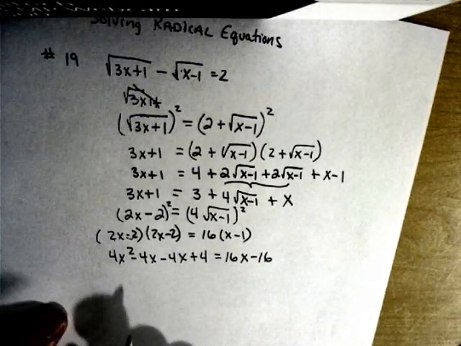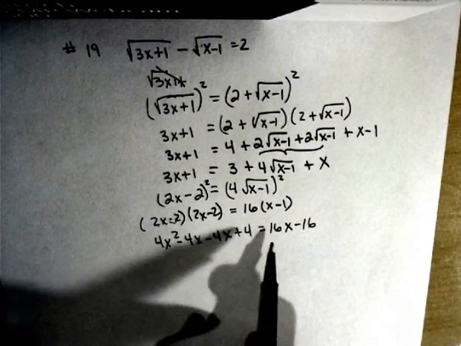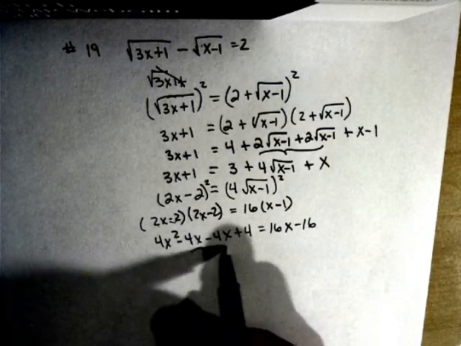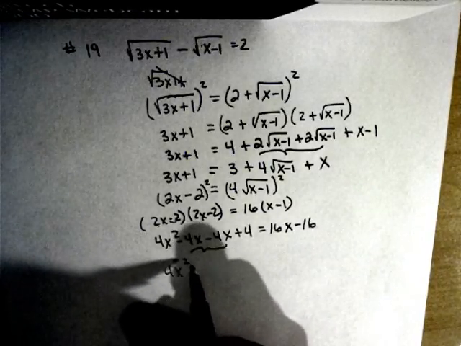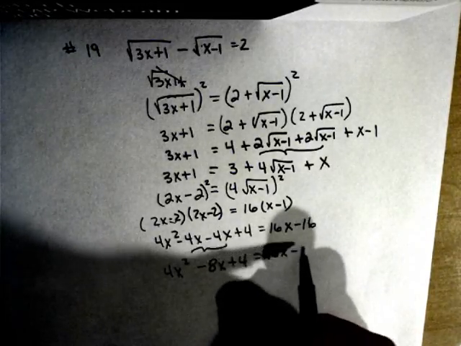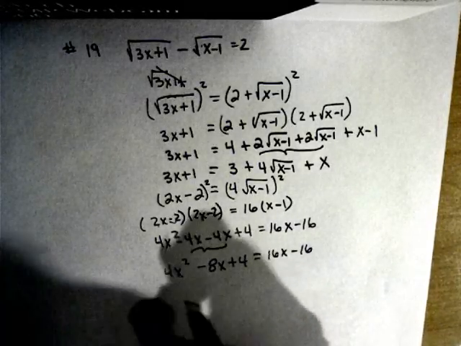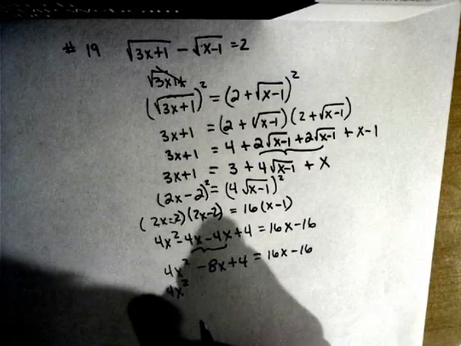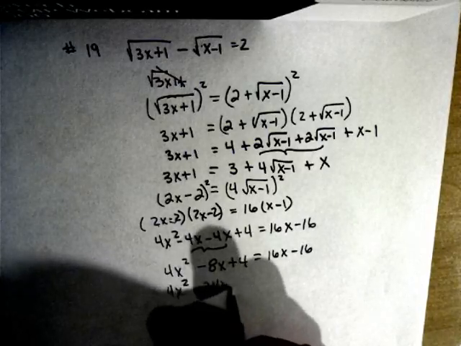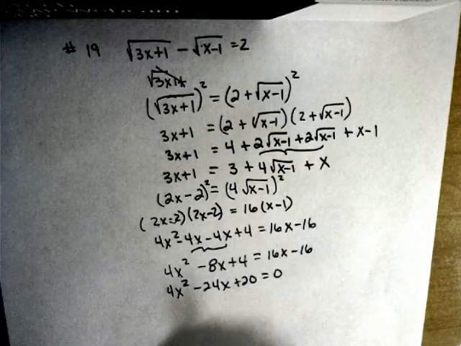Now we have a quadratic, so we're going to have to combine everything to one side. We'll subtract over the 16x after we combine these middle terms. 4x squared minus 8x plus 4 equals 16x minus 16. Subtract the 16x to get 4x squared minus 24x, add the 4 and the 16, plus 20 equals 0.